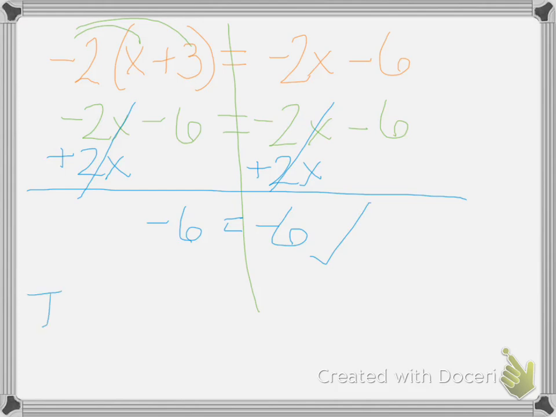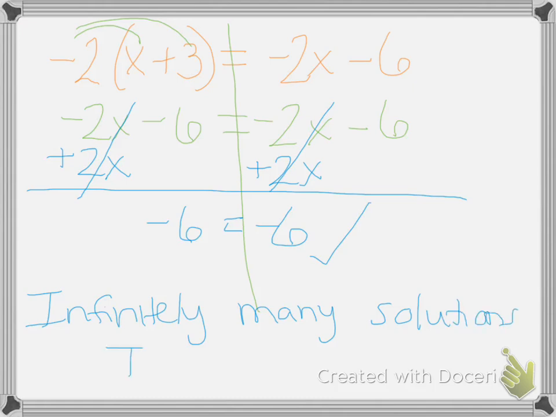So that means that there are infinitely many solutions. And you can shorten that by just writing IMS, or you can do the infinity symbol. That means that any real number will work to be a solution. So you can put in negative 52, you can put in 1,000,000 for x, you can put in 356 for x. Any number you put in for x will make this equation true.